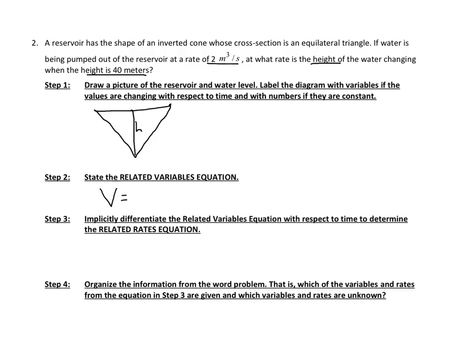Knowing I need volume, volume actually involves the radius and the height. So I'll figure out, well, there's the radius. Going from here to here is the radius. So this side would be, because this is an equilateral triangle, this side is 2r. So I know I need 1/3 pi r squared h, the volume of a cone. And I'll need to think about a way to get that.